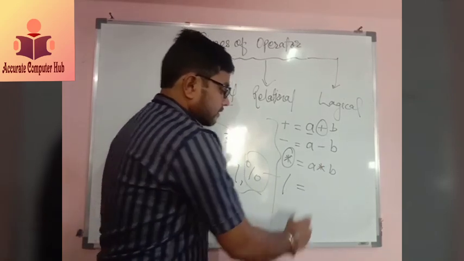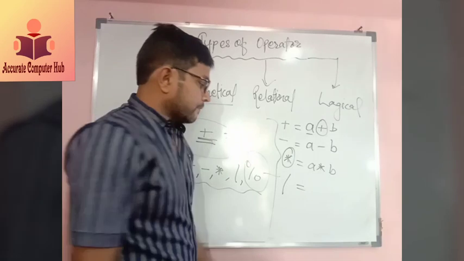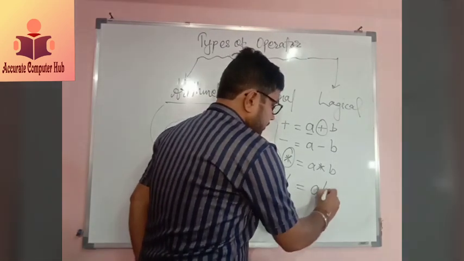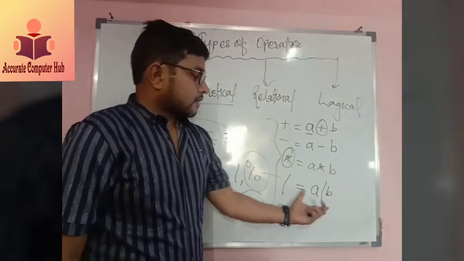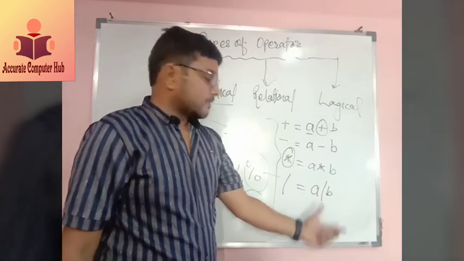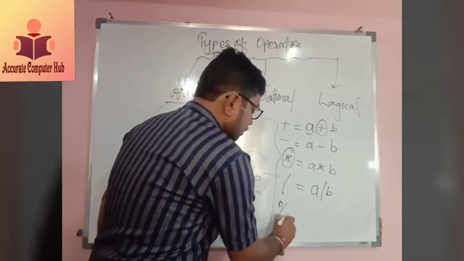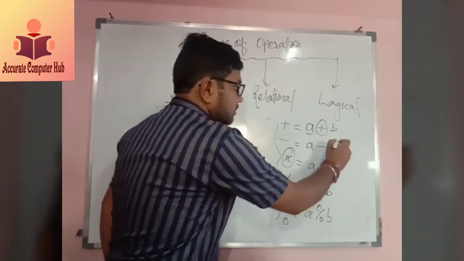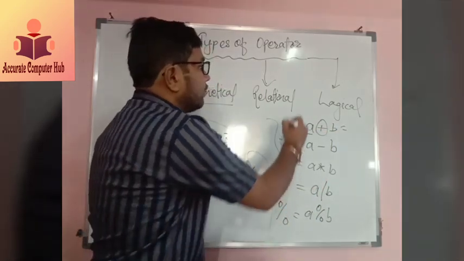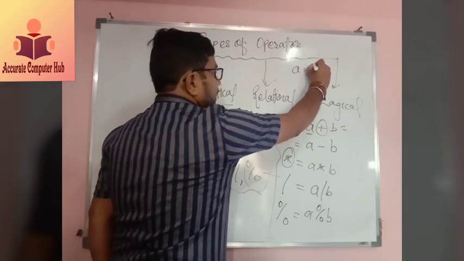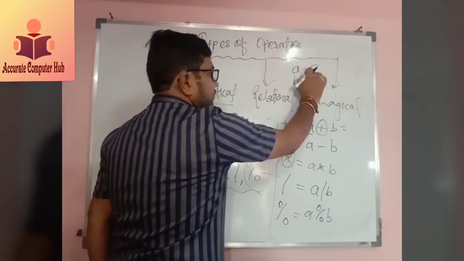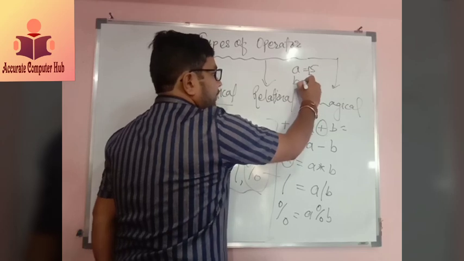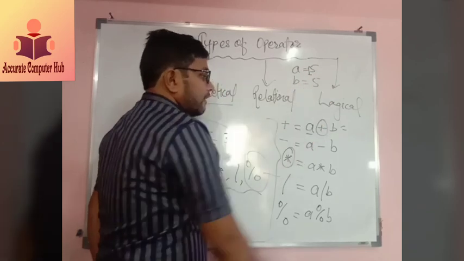Then slash is used for division. If I am writing a slash b, this is for division. Then modulus, a modulus b. Now see the example. If I am taking the value of a equals to 15 and value of b equals to 5.